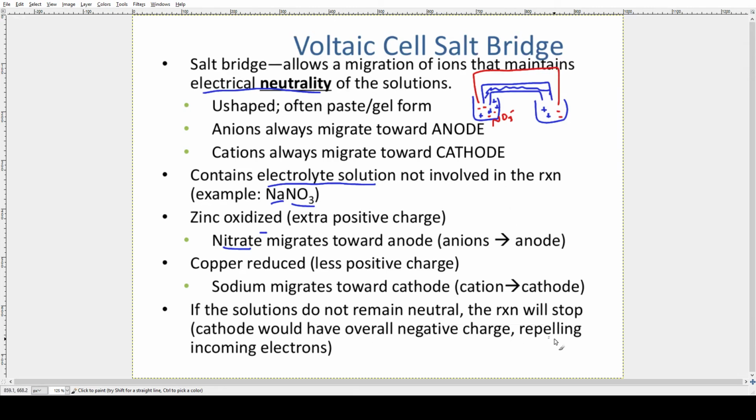If the solutions don't remain neutral, then the reaction is just going to stop, and that's not good. We want our batteries to keep going, right? So the reaction will stop if it does not remain neutral. That would be because if, for instance, in the cathode, we have an overall negative charge in here, then these electrons that are trying to come in would be repelled. They go, oh no, there are already a whole bunch of electrons in here, and they would just kind of go back. And that's not good. We want the flow of electrons to continue on forever and ever.